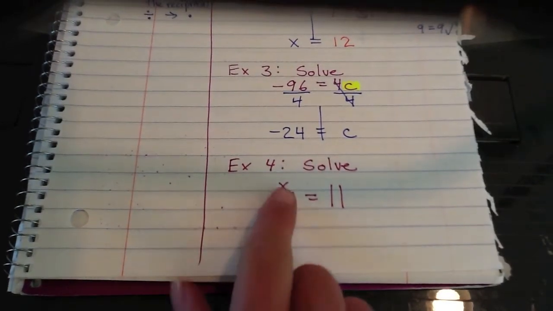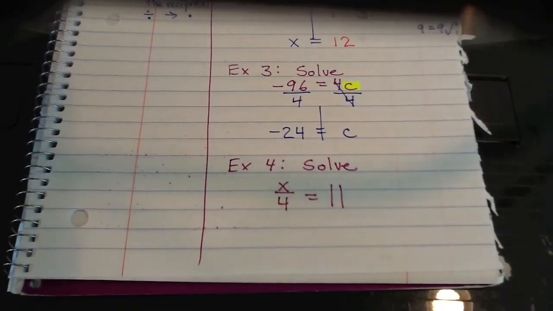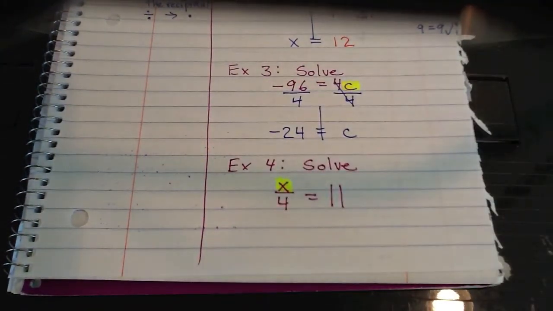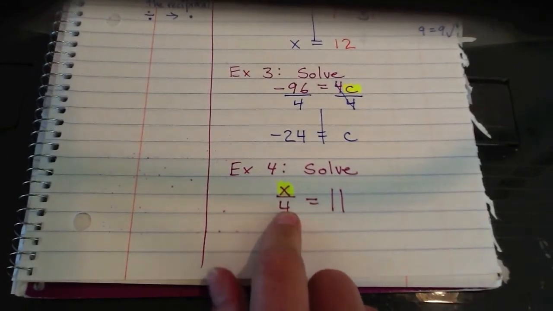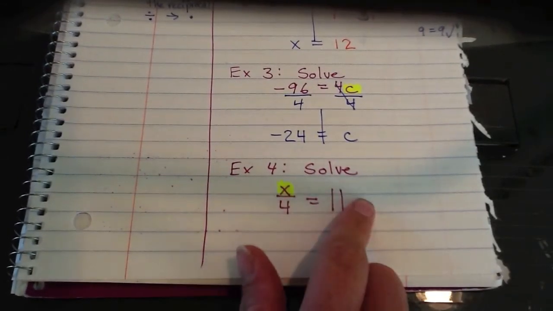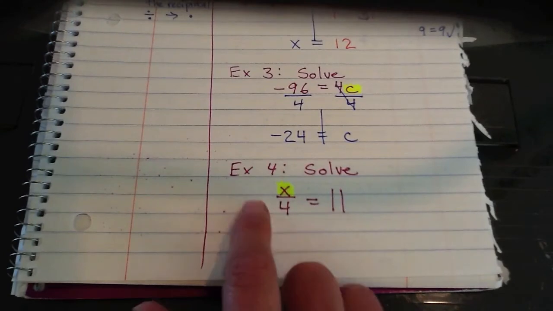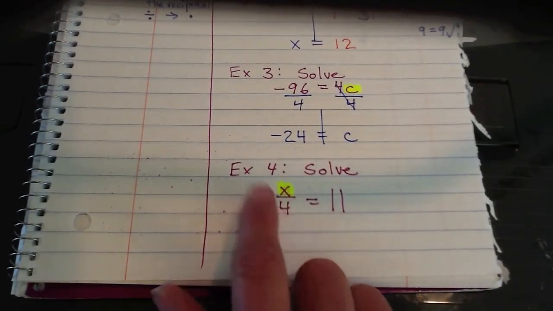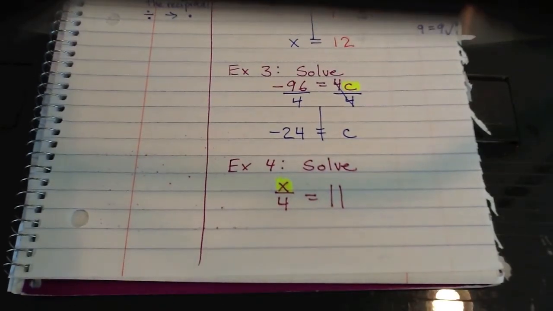So again, I have division. Here's my variable. I need to isolate the variable, so inverse operation. This is being divided by 4, so I'm going to go ahead and multiply both sides by 4, or multiply both sides by the reciprocal of this without the x, which would be 4 over 1. 4 over 1 is 4.